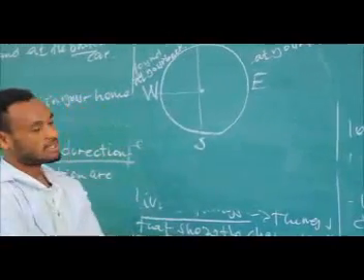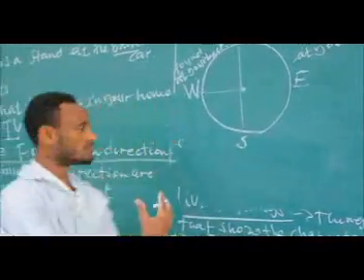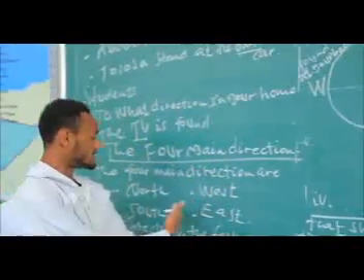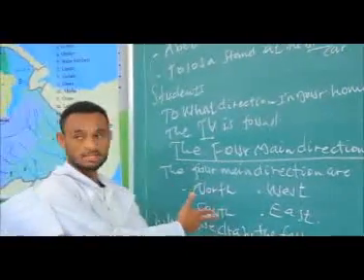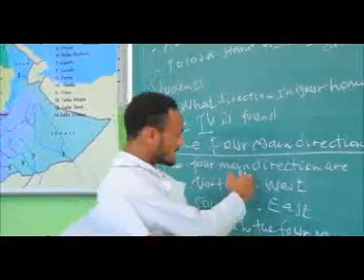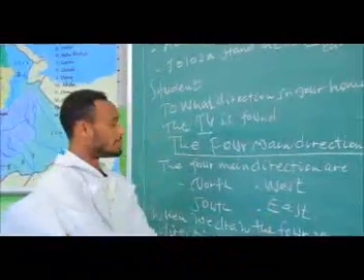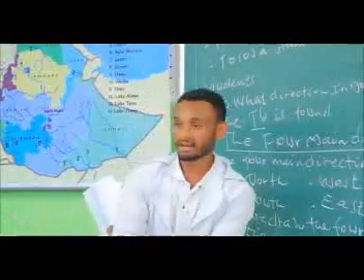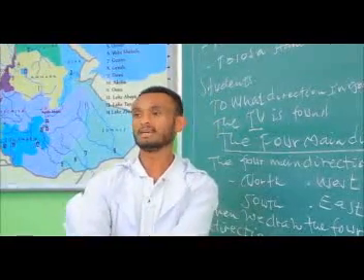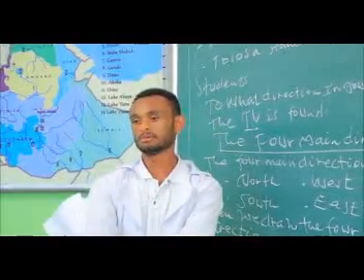And we have also seen the four main directions. The first one is north, the second one is south, and the third and fourth are west and east. By using these four main directions, you can locate a given object.